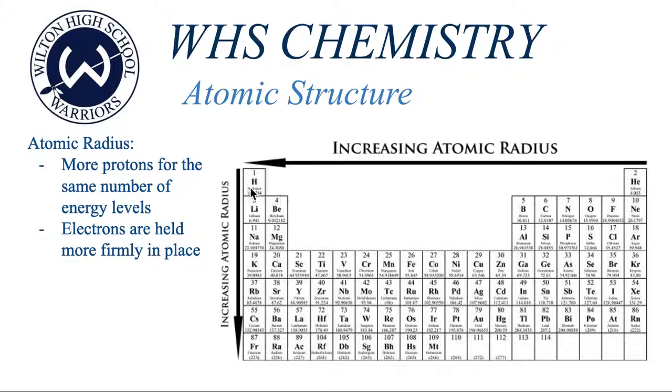And then also here, the atomic radius increases as you go down the periodic table, which again also makes sense because there are more energy levels, so there can be some shielding, so it's harder to pull those electrons to the nucleus. So yeah.